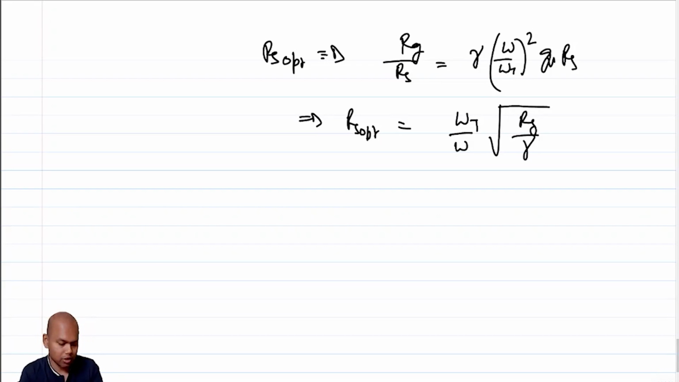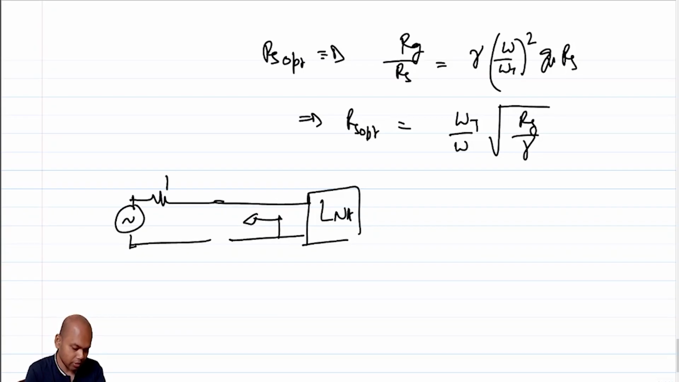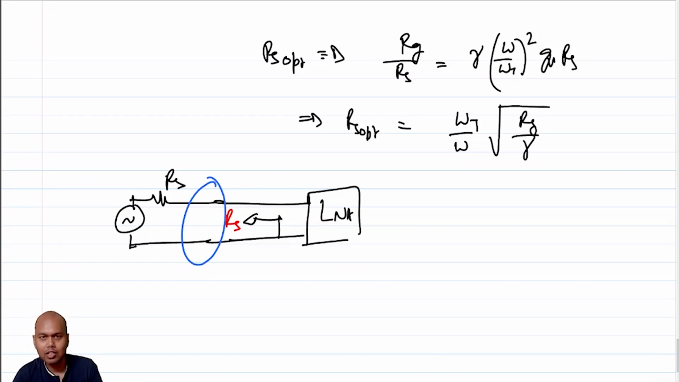RS is not only the source resistance, but when I have an LNA or any block for that matter, any LTI block, RS is the equivalent resistance looking towards the source, right? So I have the source, I have Rs, I have an equivalent resistance, whatever is a Thevenin equivalent resistance looking into the source, which is Rs. Now can I put something here so that this equivalent resistance can be brought down? Now obviously we can.